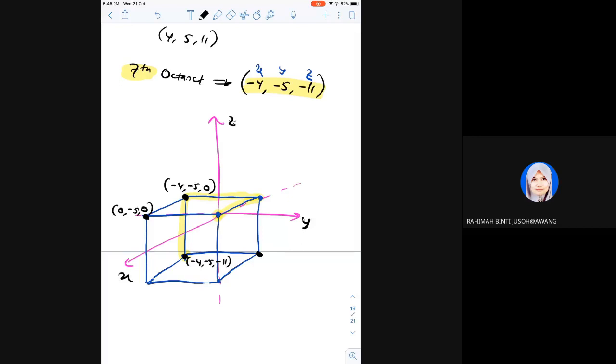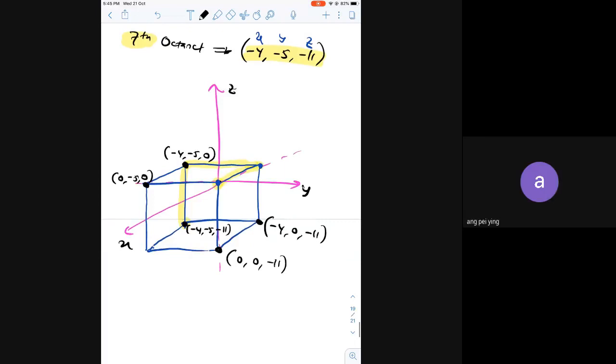Ni dekat sini pula. Negative 4, 0, negative 11. Okay, yang sini guys, bawah ni. 0, 0, negative 11. Understand? Yes. Of the box, alright, well done, good, very good.